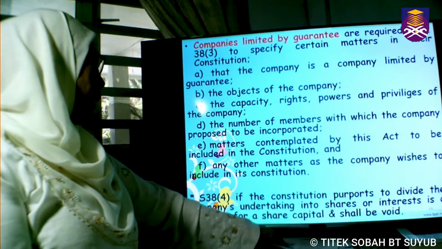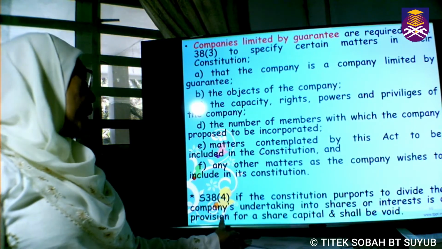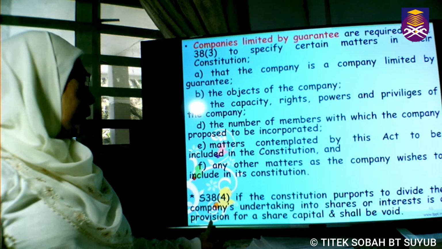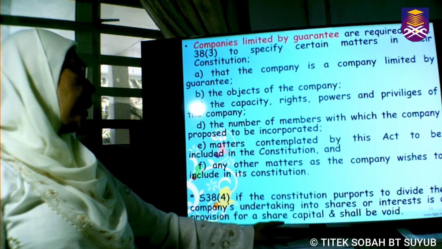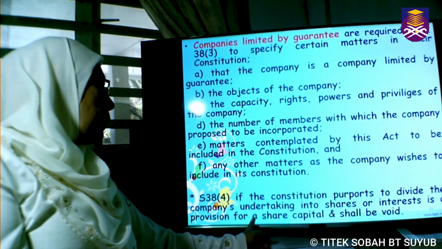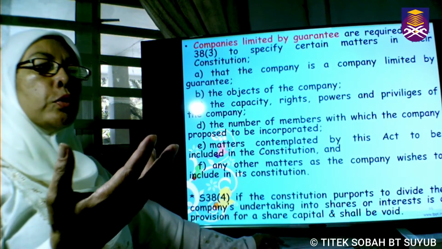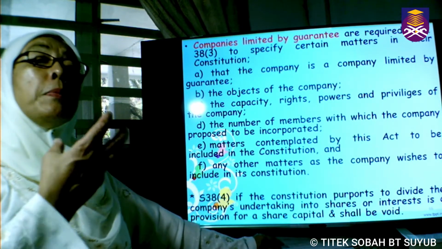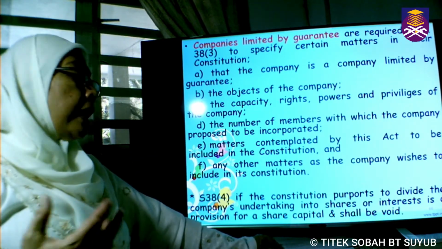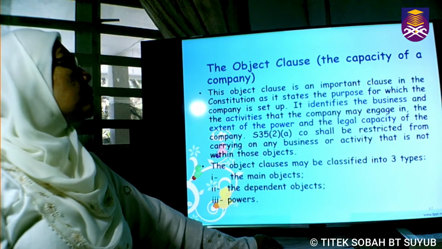Under section 38 sub 4, if the Constitution purports to divide the company's undertaking into shares or interest, that is a provision for share capital. This is for CLG, okay? For other companies, okay. For CLG, because CLG does not have share capital, right? So if they did this, they are trying to acquire share capital. So that's why it is wrong.